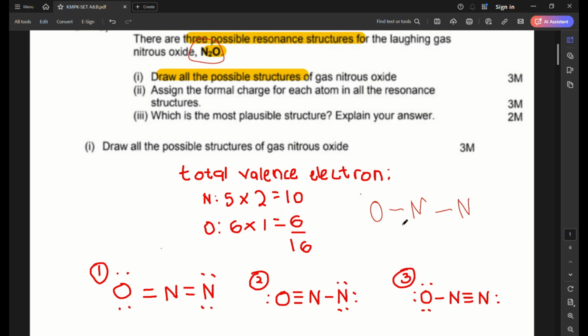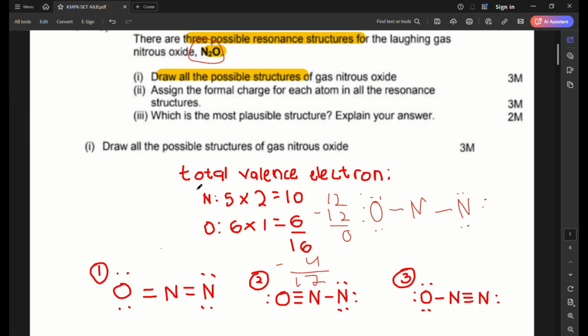Again, 16. There are 2 lines, and 1 line represents 2 electrons, so 2 lines is 4 electrons, so 16 minus 4 we get 12. So there are going to be 6 lone pair electrons here and 6 here, and 12 minus 12 is 0. But we're not finished yet because we have to recheck.